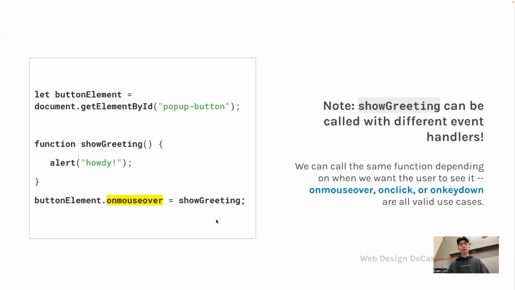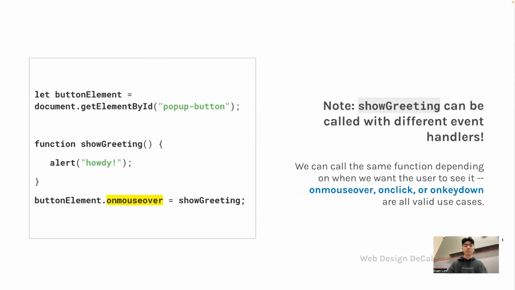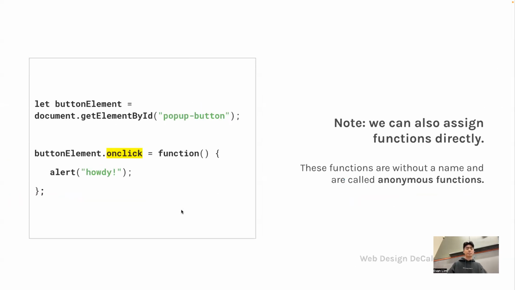Okay, and also we can do this with other events as well. So it doesn't have to just be on click. We can also do this with the other ones as well. So on mouse over, for this particular example, if you were to hover this button, now it would call the function.